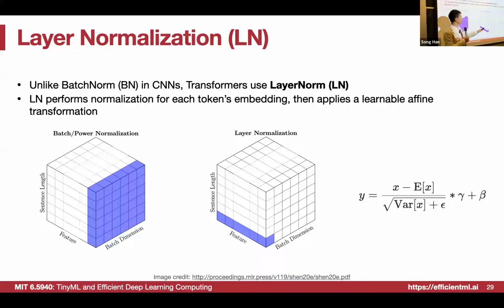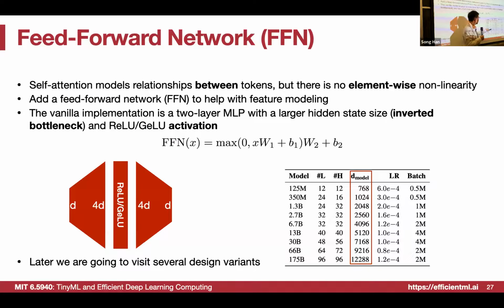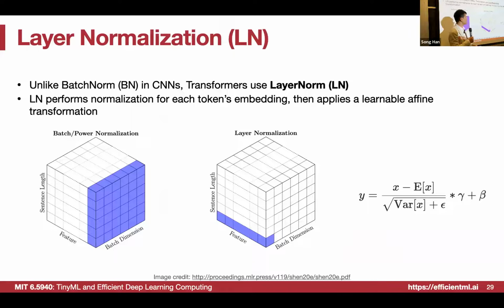But in language models, we want to do layer normalization. What they say is it has nothing to do with the batch dimension, just a single sample, across the feature dimension. What is the feature dimension? Here, for a 7 billion parameter model, the feature dimension is 4K. Across this 4K dimension, we want to normalize. You have different tokens. We want to make sure for each token, the center is 0, the mean is 0, and the variance is 1.